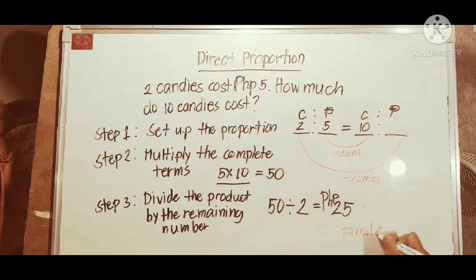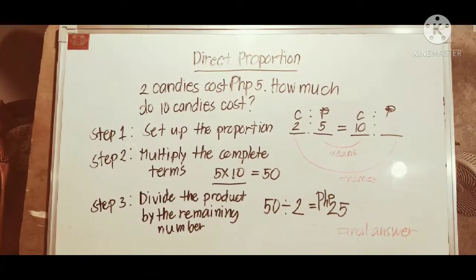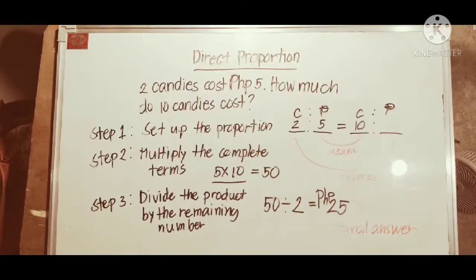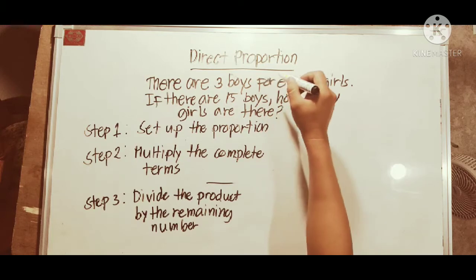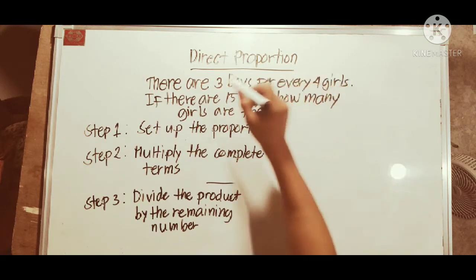So let's have another example. There are 3 boys for every 4 girls. If there are 15 boys, how many girls are there? So again, this is an example of a direct proportion. That is not pretty obvious.